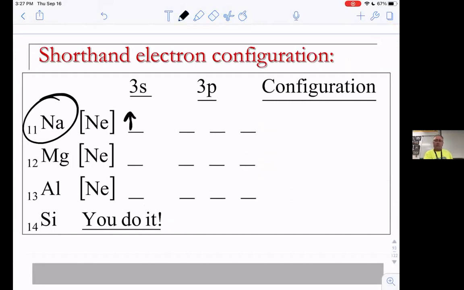And that represents that one electron in the 3s. If I were to write its electron configuration, I would just write like I did before, neon 3s1. There you go. Magnesium, same thing.